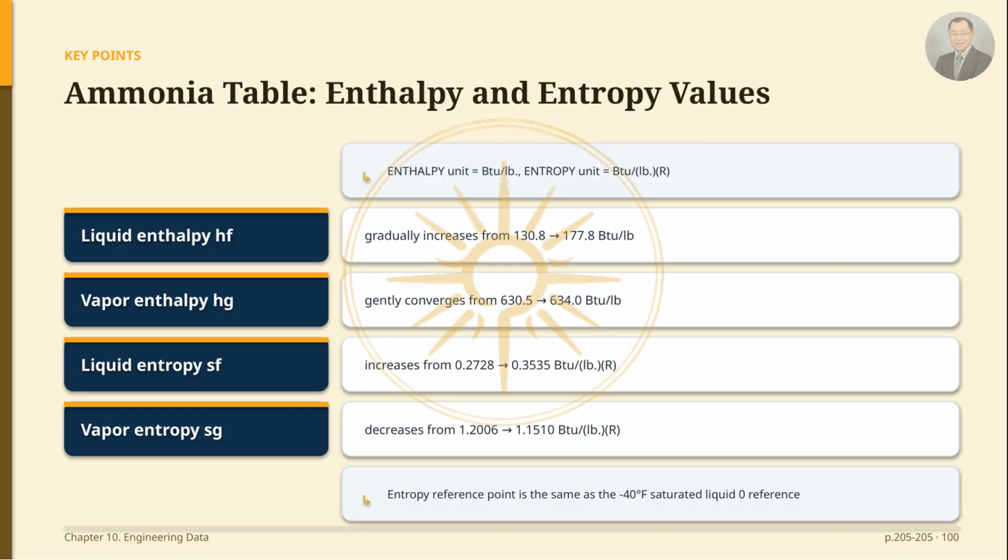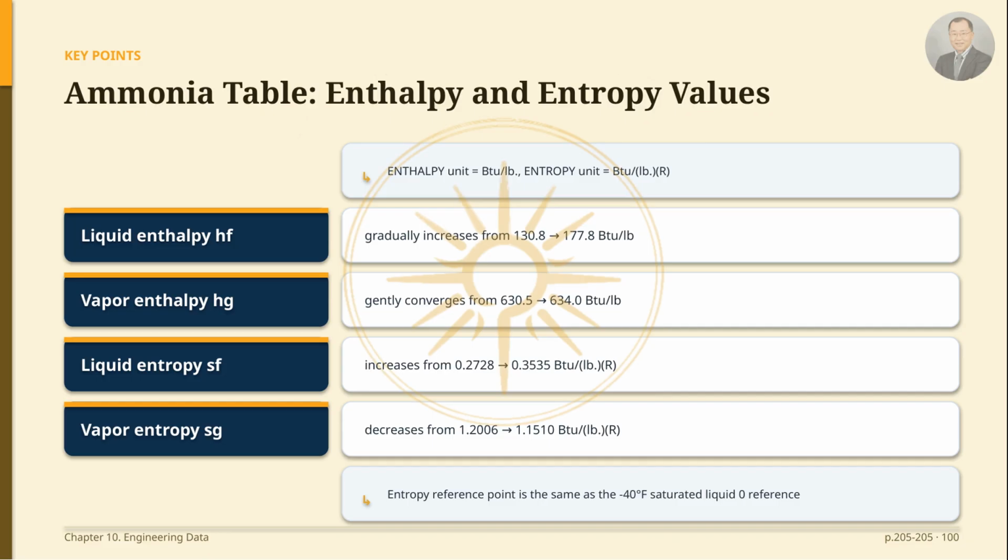I would like to introduce the body values for enthalpy and entropy in the ammonia properties table. The unit for enthalpy is BTU per pound, and the unit for entropy is BTU per pound Rankine. Liquid enthalpy, HF, gradually increases from 130.8 to 177.8 BTU per pound, and vapor enthalpy, Hg, converges gradually from 630.5 to 634.0 BTU per pound.